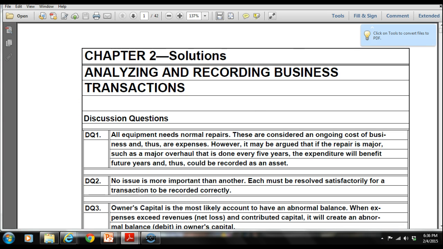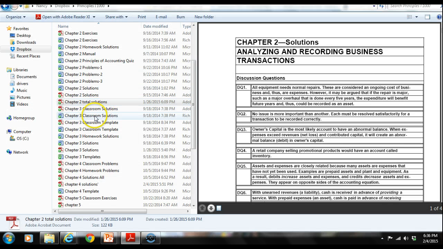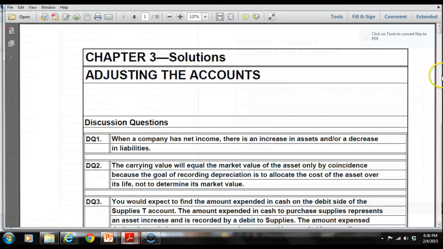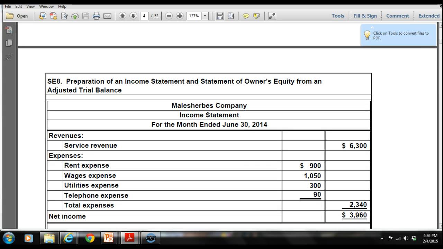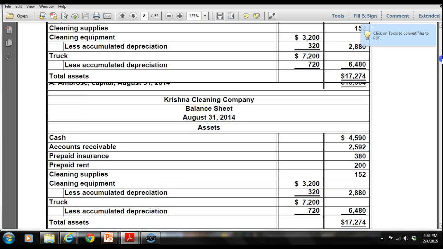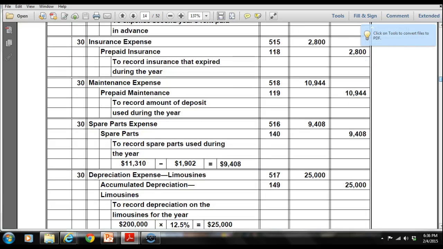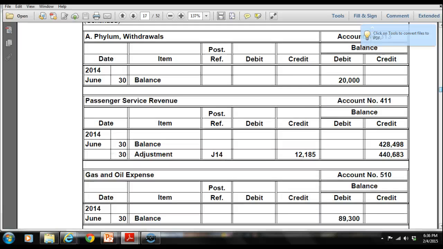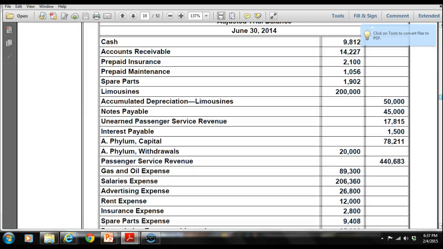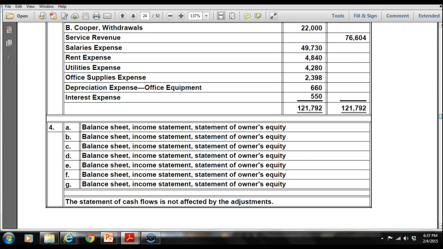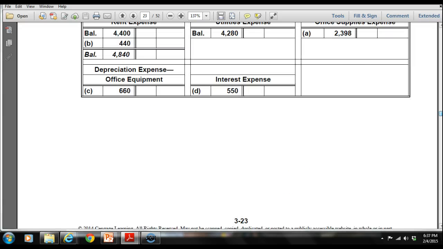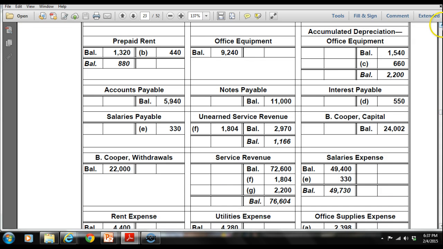So if we look at 3, basically what we're going to do is create some T accounts. So here are different T accounts we've created.